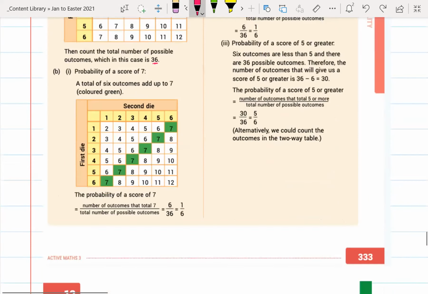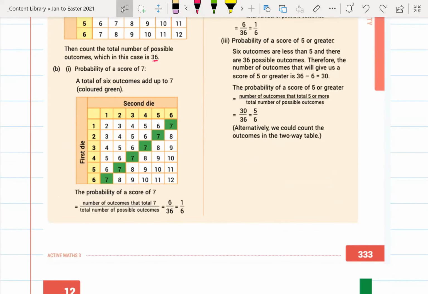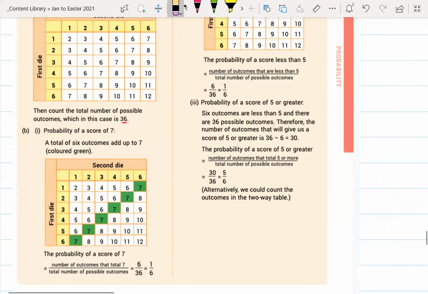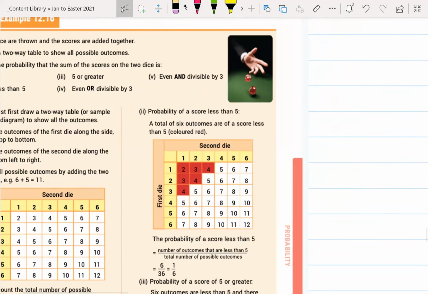Part B. Now, find the probability of a score of 7. Okay. Well, you can see in green there, they've highlighted how many 7s there are. There are 6 of them. Okay. So it's 6 over the total number 36. Or 1 over 6 when you reduce it. Okay. Part 2. A score less than 5.